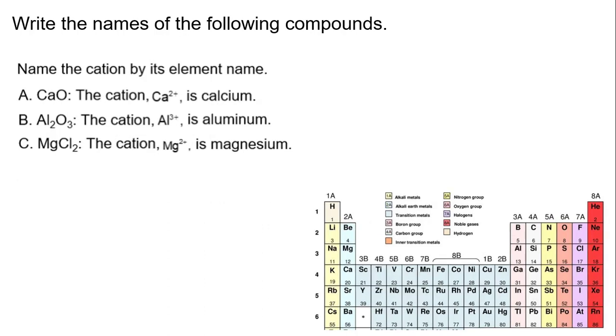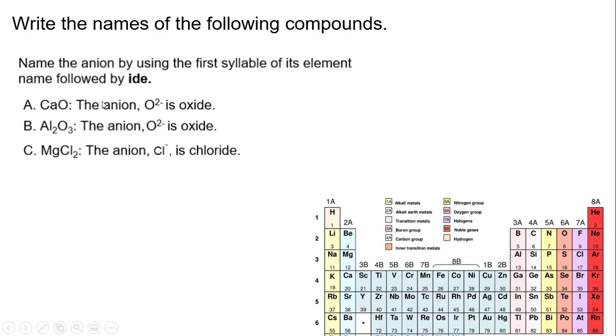All right, so the next thing. Name the cation by its element name. So we break this apart. We know that Ca is calcium. It's an ion, but we don't do anything with the first name of an ionic compound. It stays the same, whether it's neutral or it's an ion. So this is calcium, this is aluminum, which is under 3, and this is magnesium. So that's the first half.